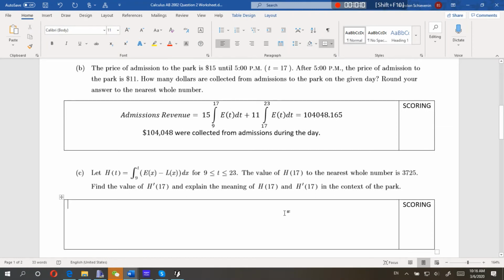Okay. We have a new function, h of t, is the integral from 9 to t of e minus L for 9 to 23. The value of h of 17, to the nearest whole number, is 3,725. I want to find the value of the derivative of h at 17, and then explain what the meaning is of h of 17 and h prime 17. So I'm going to jump over to Junho first. How can I find the derivative of h at 17?